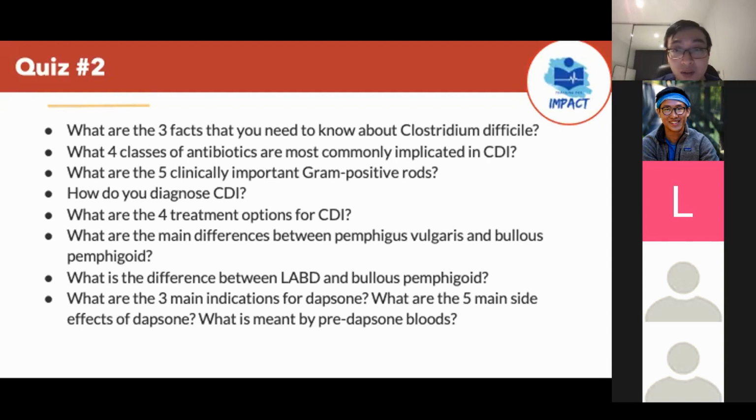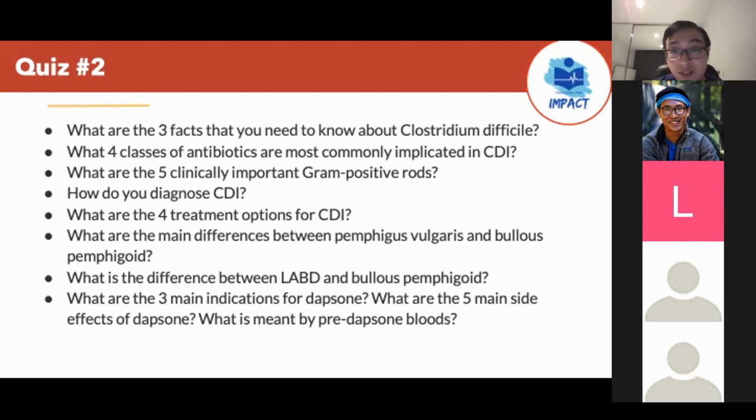I guess I won't go through all of the differences again. I think it's summarized in the table. Difference between LABD and bullous pemphigoid: they both are a result of IgG antibodies targeting BP180, which is part of the hemidesmosome. But in LABD the antibody is IgA, whereas in bullous pemphigoid it's IgG.